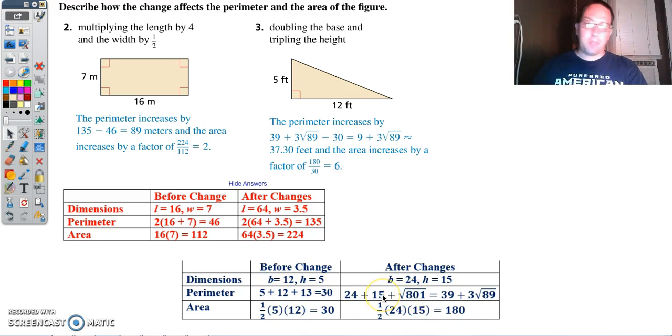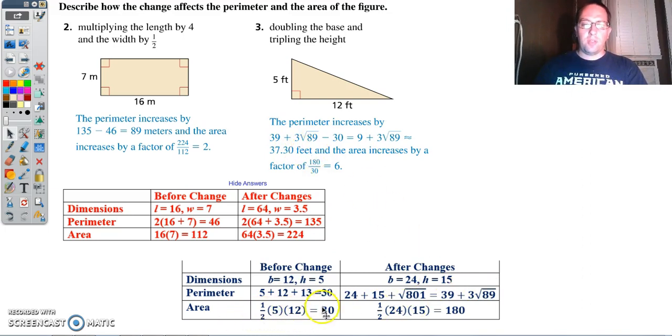This is not a Pythagorean triple, so that doesn't work. So we're going to have to do the Pythagorean theorem to figure out this is the square root of 801, which simplifies as 3 square roots of 89. All right, that's where that comes from. And then you subtract those, and we end up with this, which is lovely.